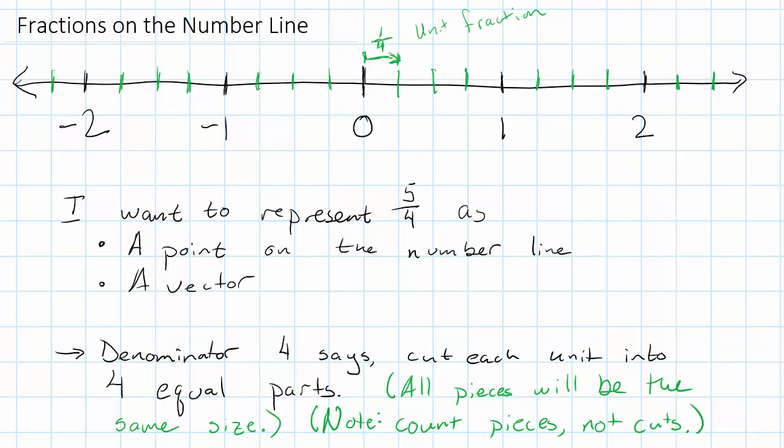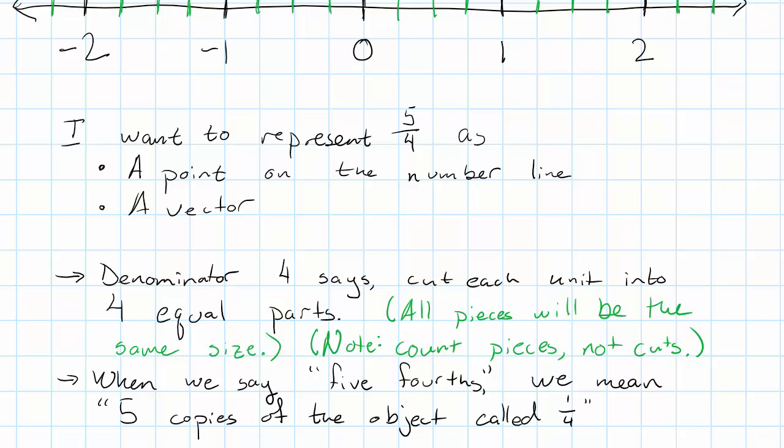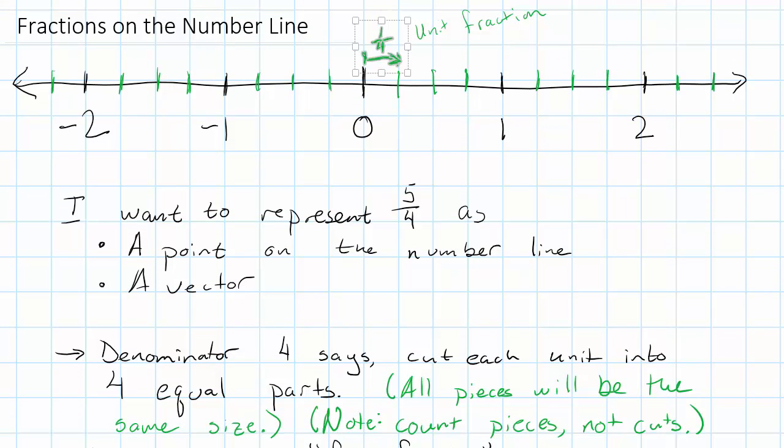This thing corresponds to the slice of cake in the last video. This thing is the object that we're referring to when we say fourth. When we say 5/4, we mean 5 copies of the object called a fourth. So let's see what that looks like. So here's my fourth, another one, and another one. That's 1, 2, 3, 4, and 5.